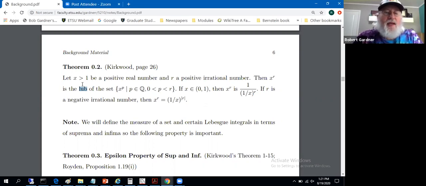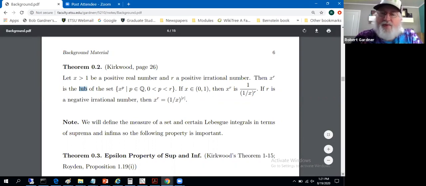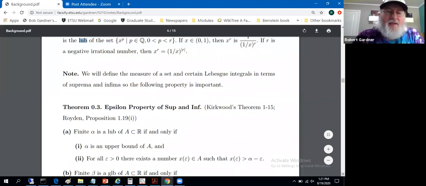This was for x greater than 1. If x is between 0 and 1, then we do a little reciprocal of a reciprocal trick. If we have negative irrational exponents, then we do a little deal with reciprocals there as well. I'll leave the details for you to ponder on that. It's just taking advantage of what we've already defined to extend it to more general settings.